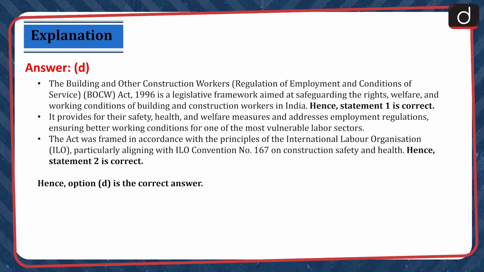The Building and Other Construction Workers Regulation of Employment and Conditions of Service Act 1996 is a legislative framework aimed at safeguarding the rights, welfare, and working conditions of building and construction workers in India. Hence, statement 1 is correct. It provides for their safety, health, and welfare measures and addresses employment regulations, ensuring better working conditions for one of the most vulnerable labor sectors. The Act was framed in accordance with the principles of the International Labour Organization, particularly aligning with ILO Convention No. 167 on construction safety and health. Hence, statement 2 is correct. Hence, option D is the correct answer.